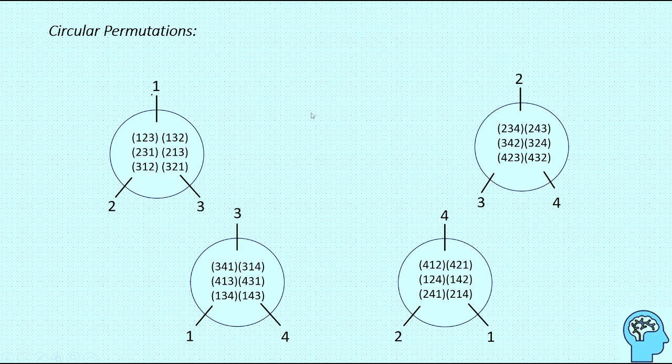Now let's look at the circular permutations of the same problem. The first set of linear permutations is written in this circle. The second set is written in this circle, and the third and the fourth are written in these circles. So the first linear permutation is 1, 2, 3, 1, 3, 2, and so on. And there are 6 of them.